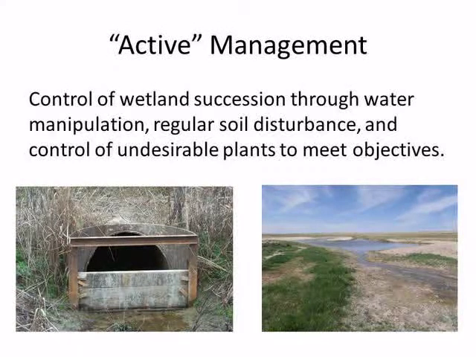Active management is kind of defined as the control of wetland succession through water manipulation, regular soil disturbance, and control of undesirable plants to meet objectives. There's also a suite of infrastructure that goes along with it, such as stop boards, berms, and ditches. Wetlands are seasonally drawn down. They tend to be shallow.